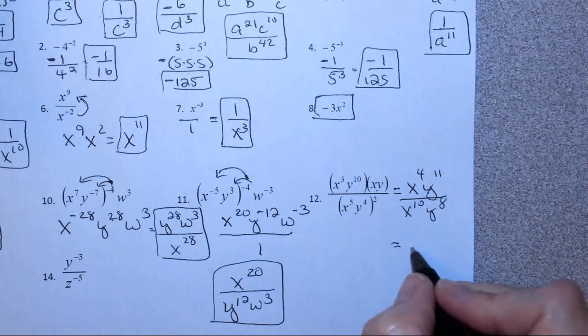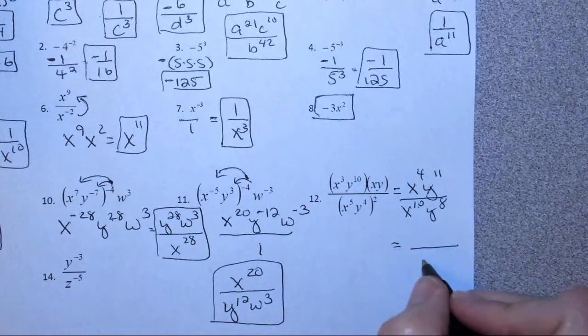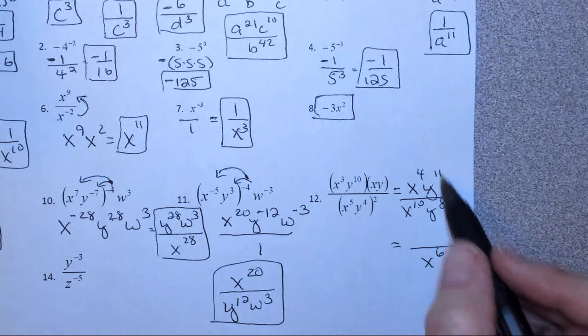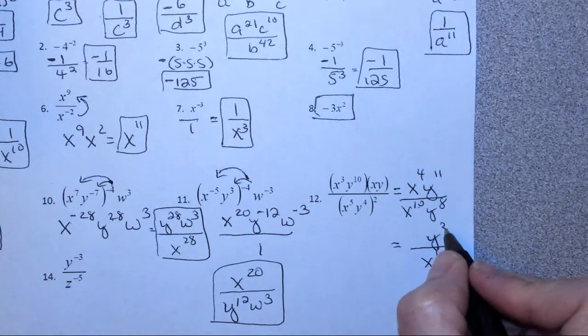I have more x's on bottom. 10 take away 4 is 6. I have more y's on top. 11 take away 8 is 3.